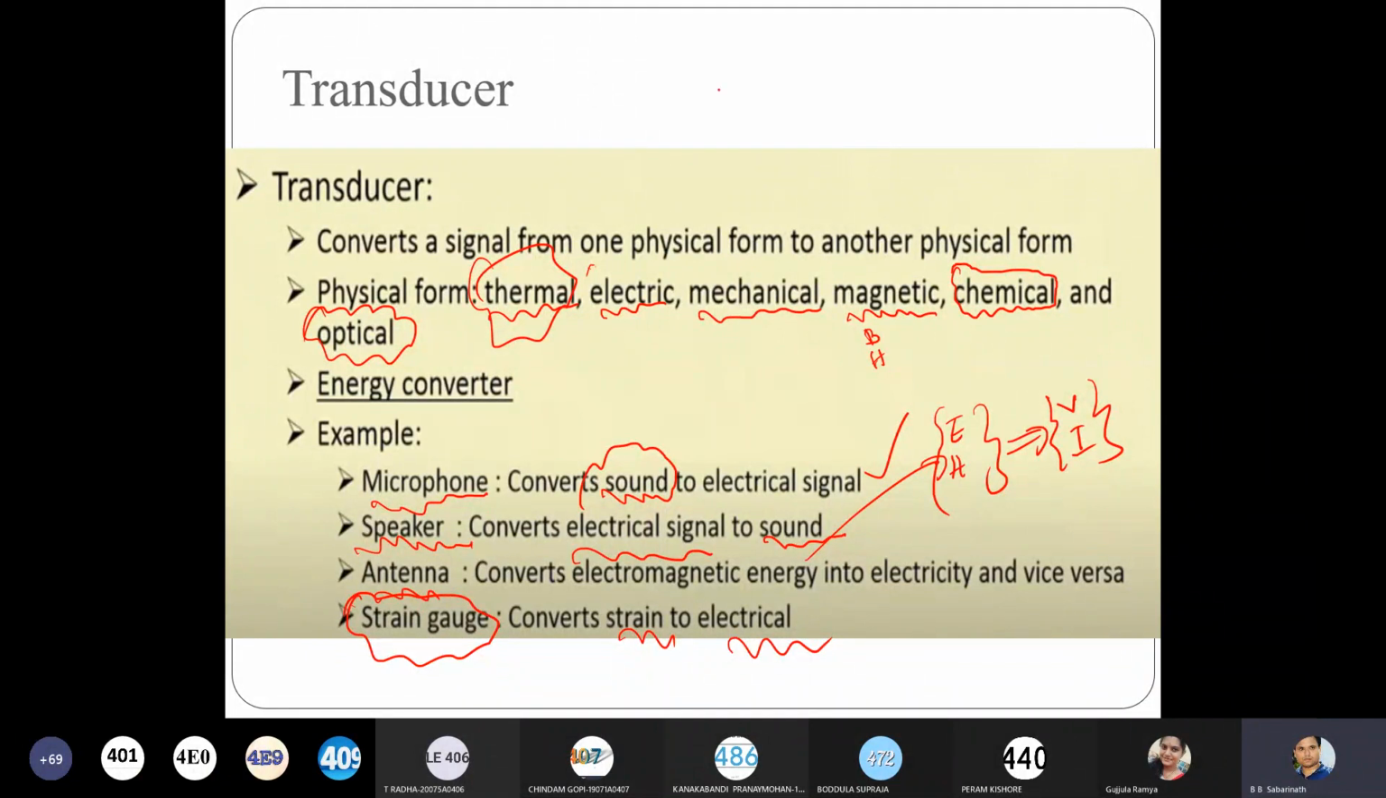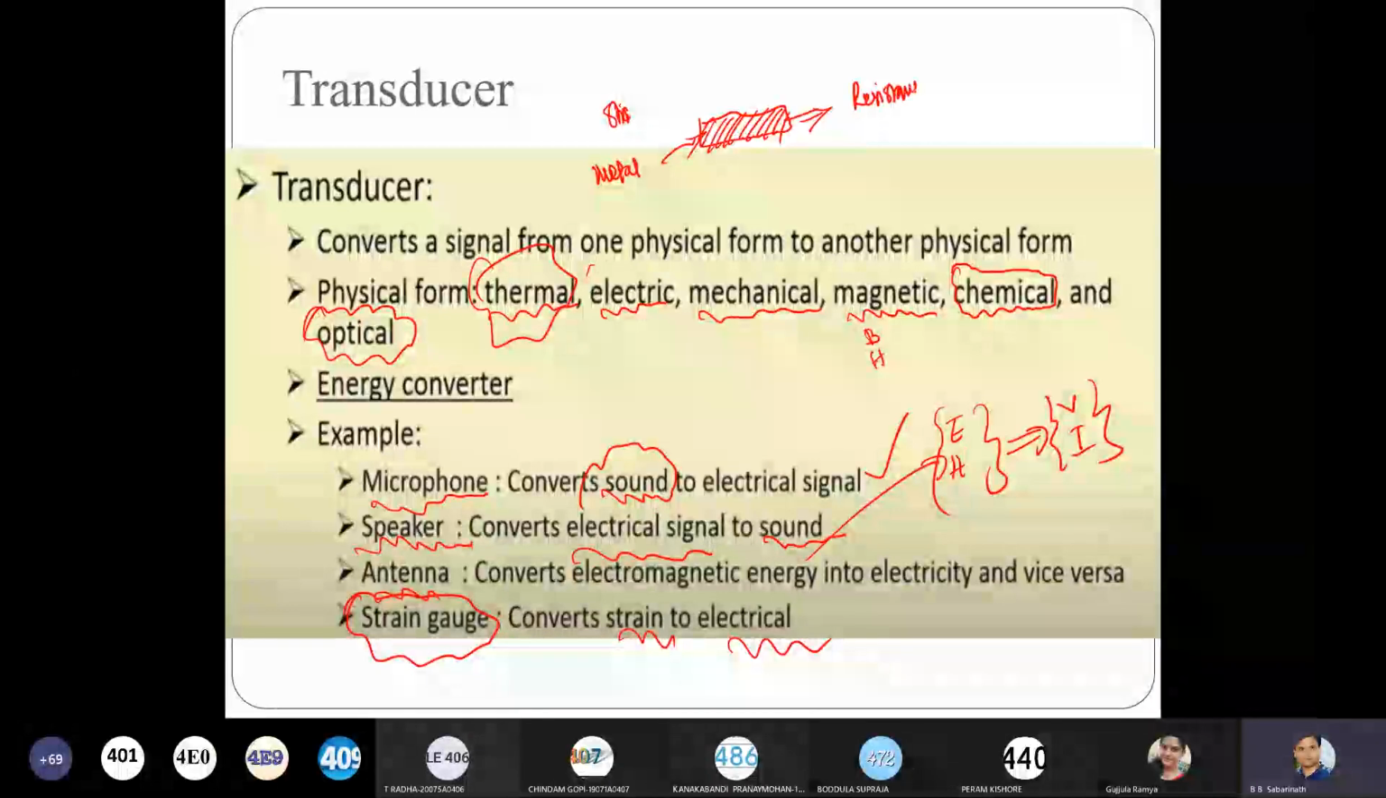For example, you take a strain gauge. What is a strain gauge? This is a strain gauge. It is made up of some resistive material, some metal. Many strain gauges are there. You may think that it is some metal which is having some resistance.